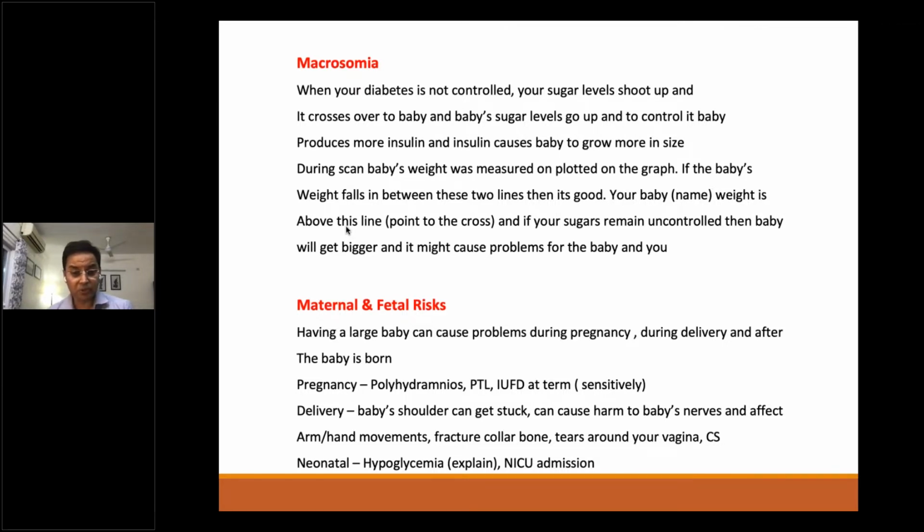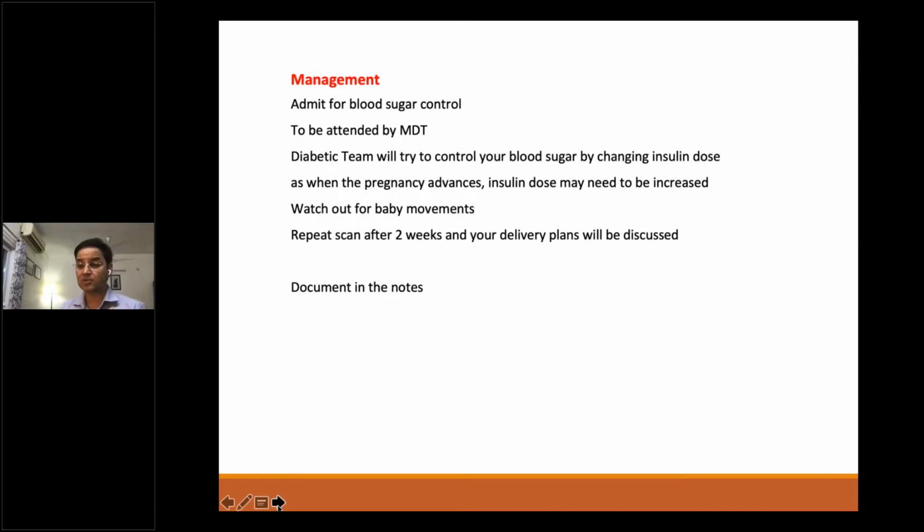Then during delivery, the shoulders can get stuck. It can cause harm to the baby's nerves, and it can affect arm or hand movements. The baby's collarbone might get fractured. You might have a tear around your vagina. You might have to do a cesarean section, and all that you did explain, but it's just that it should be brief and in patient-friendly language. That's the crux. And then management. So this was about explaining results and the risks of uncontrolled diabetes.